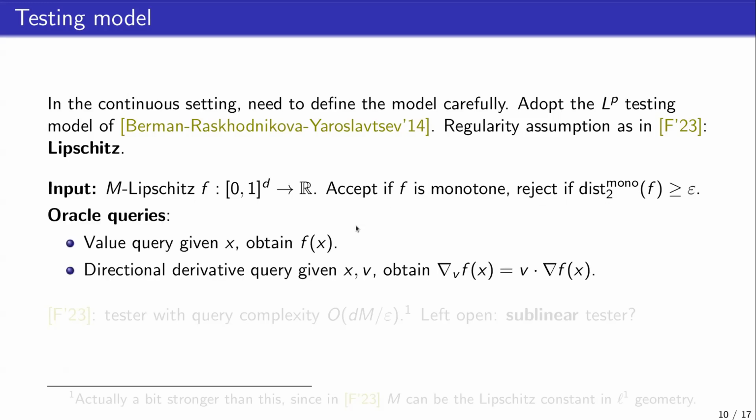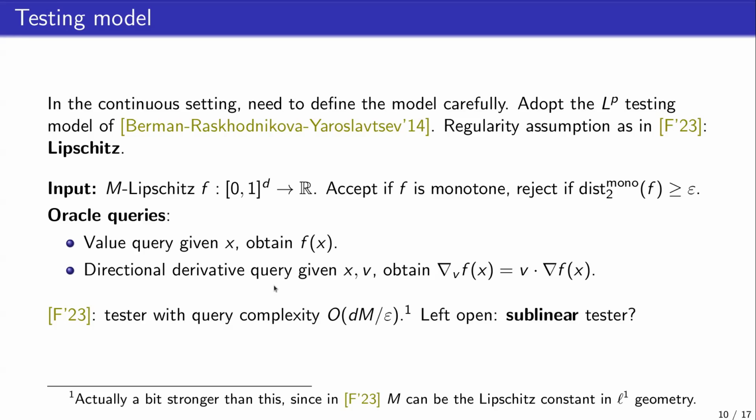And in terms of my access to the function, the usual type of access that is most commonly considered in property testing is a value oracle, where I can give a point x and get back the value f of x. It turns out that for this work, it's more convenient to assume a directional derivative query, where I give it a point x and a direction v, a vector, and I get back the directional derivative, which is the inner product between v and the gradient. And if this seems too scary, let me just tell you without going into details that under reasonable assumptions about how smooth the function is, you can actually simulate the second oracle using the value oracle. So this is, I claim, not too powerful, not too scary.